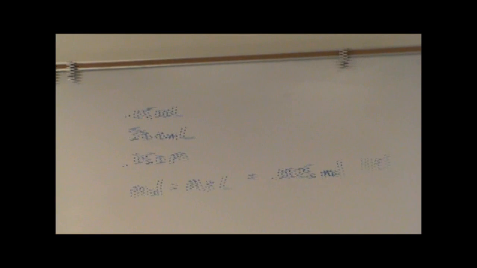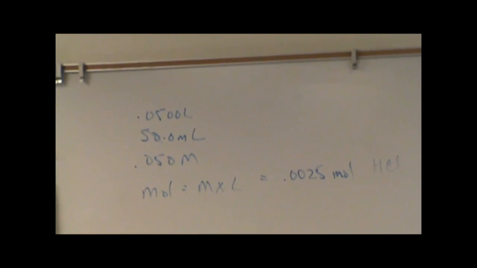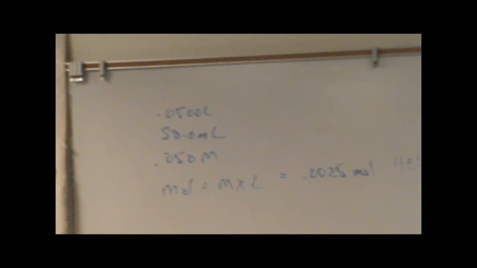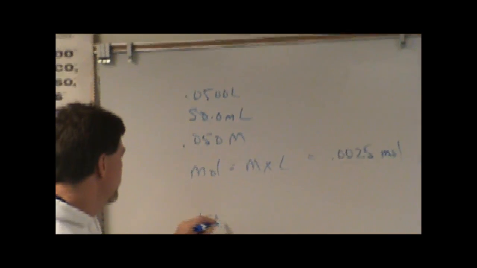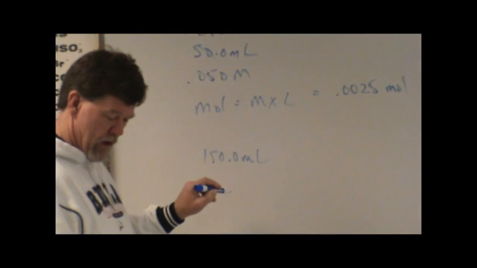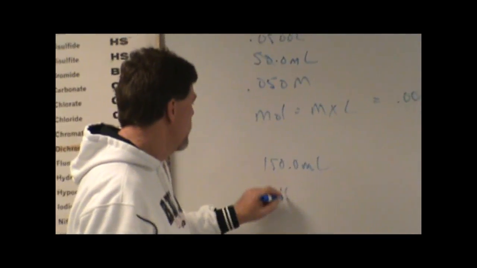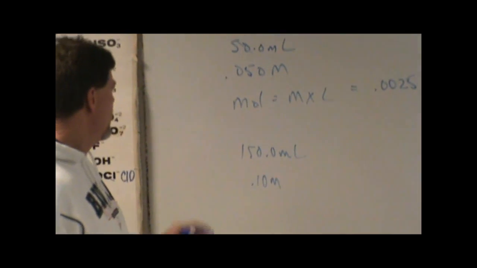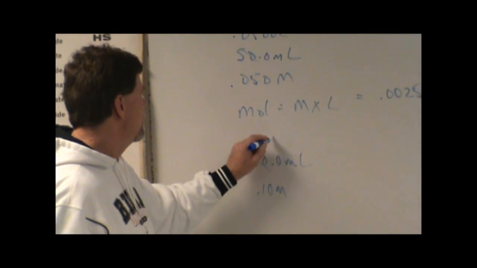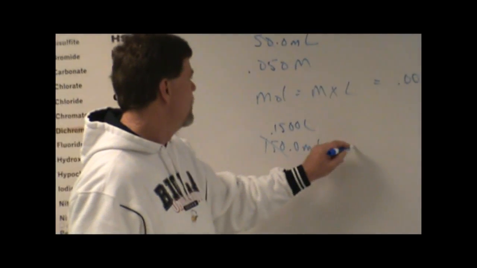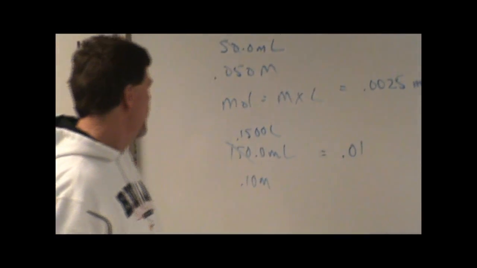Anyway, back to this, sorry. I'll just keep using my calculator until you guys get it all figured out. 150 milliliters of 0.10 molar HNO3. Well, that's 0.1500 liters. So 0.1 times 0.15 is 0.015.